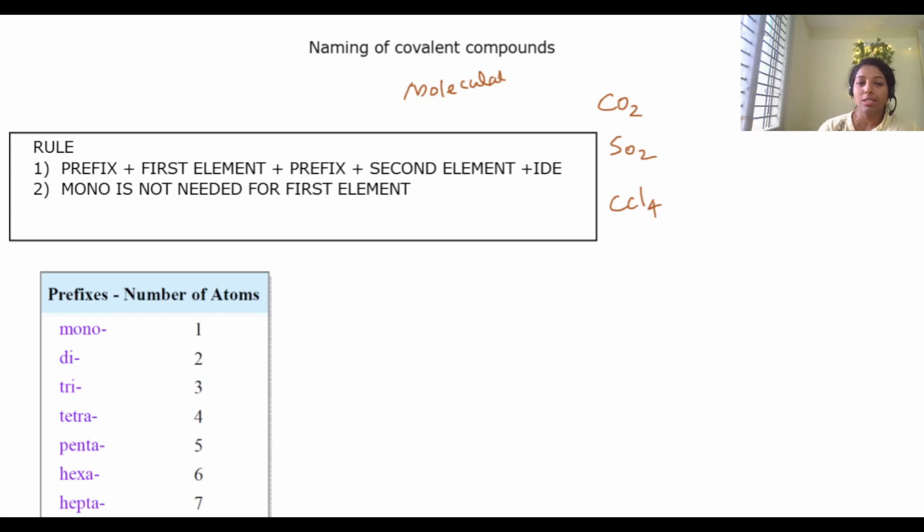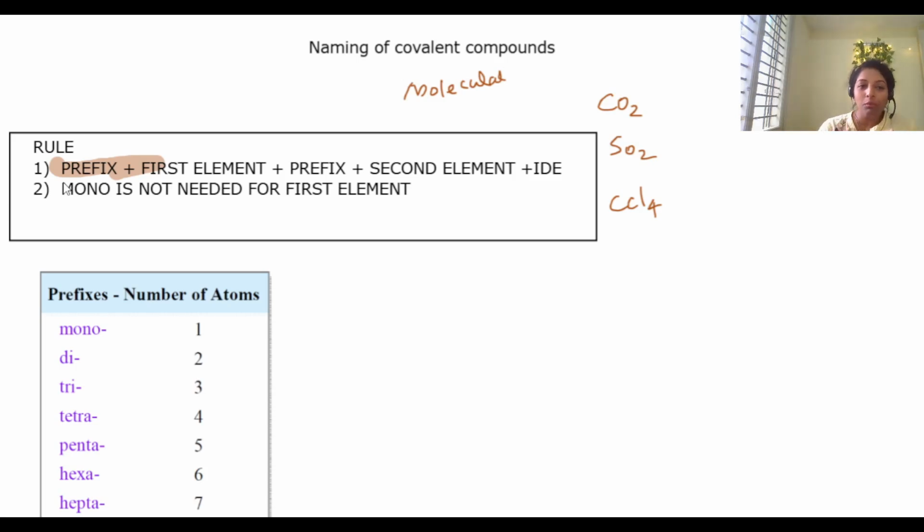This is not as difficult as ionic compounds. It's so easy, there is nothing to memorize by heart. There we studied so many polyatomic ions and different rules, but here it's very simple. You just need to concentrate on this one. The rule: prefix, first element, prefix, second element, and ide. That's all.